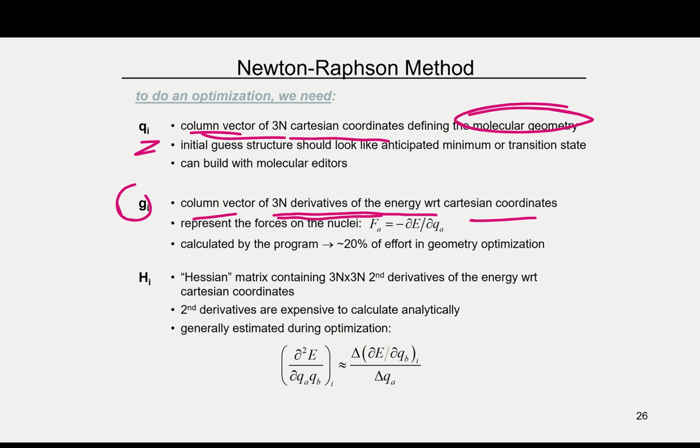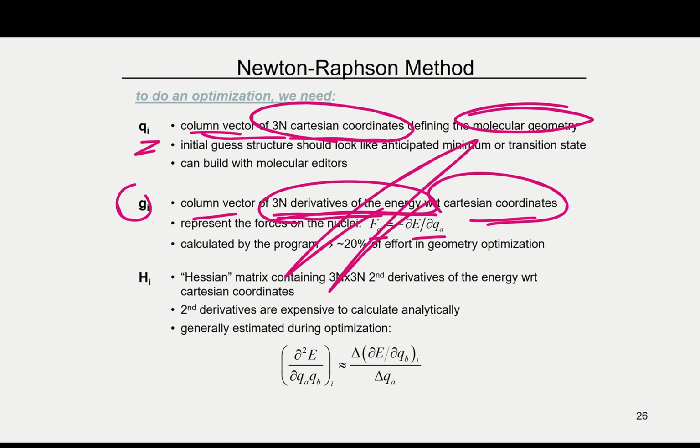This is 3N derivatives of energy. Okay, you should know the difference. This is 3N Cartesian coordinates, and this is 3N derivatives of the energy with respect to Cartesian coordinates. Now it represents the force on the nuclei, which is F_A equals minus delta E divided by delta q_A. If you remember the first derivative, then you should remember this one as well. These are the forces on the nuclei.